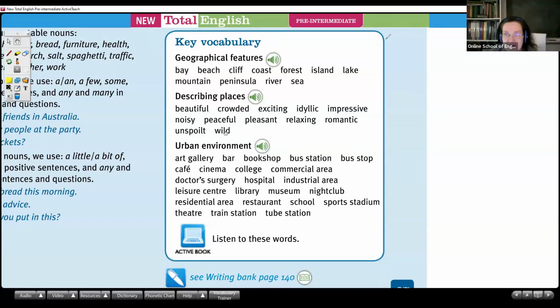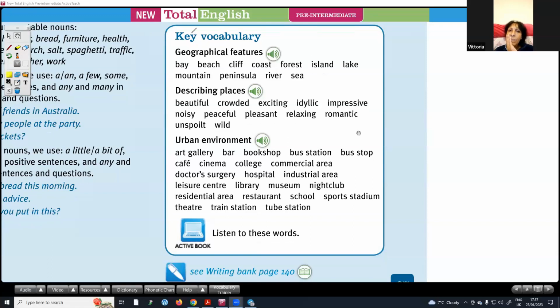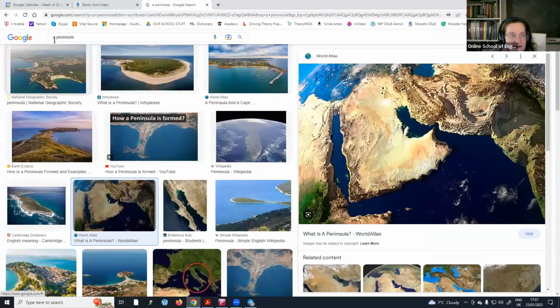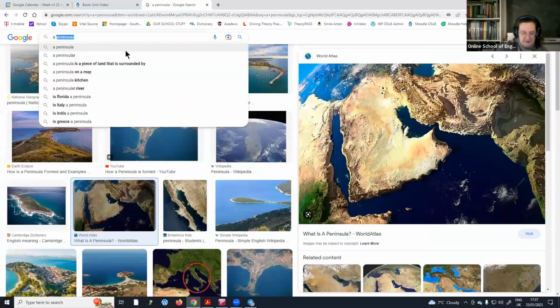So let me do a share. Hang on. Technical difficulties. I'm trying to share the screen in a different way so I can show you the bay. Okay, now a bay.